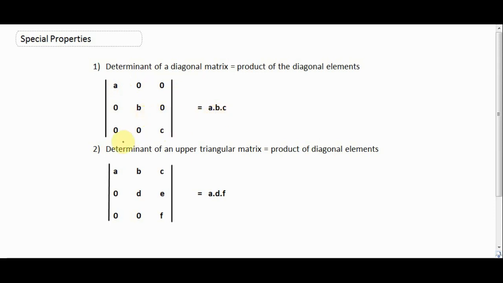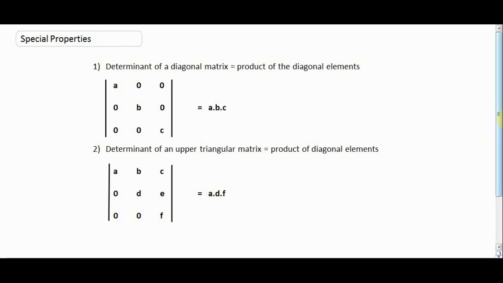Now the second property says determinant of an upper triangular matrix is equal to product of diagonal elements. We know what is an upper triangular matrix. An upper triangular matrix will look like this. All elements below the main diagonal are zeros. So in an upper triangular matrix, if diagonal elements are A, D and F, then determinant value will be equal to A into D into F. This is true in case of lower triangular matrix also. The determinant of a lower triangular matrix will be also equal to product of diagonal elements.